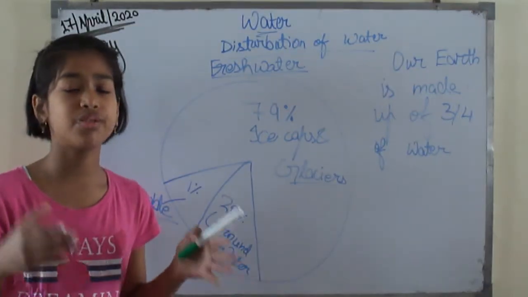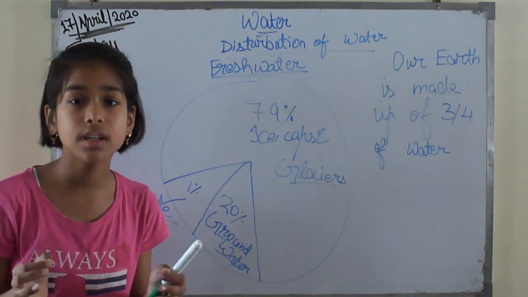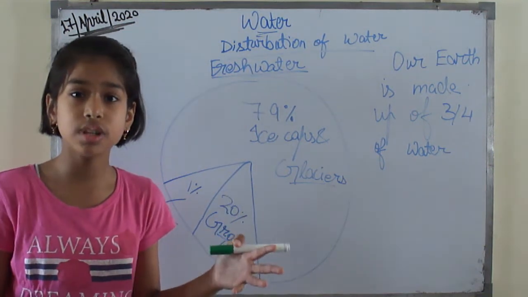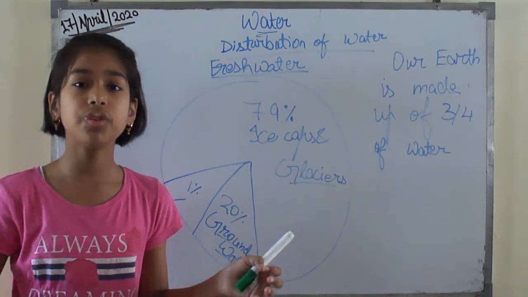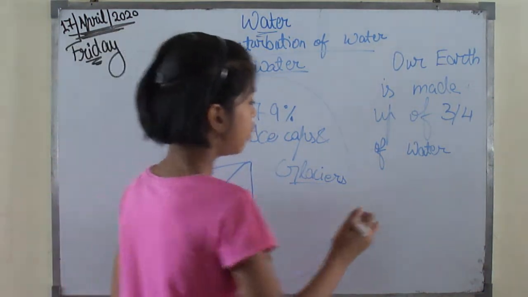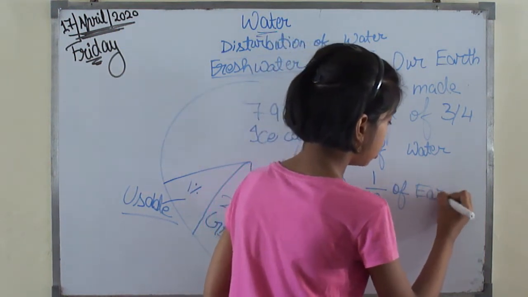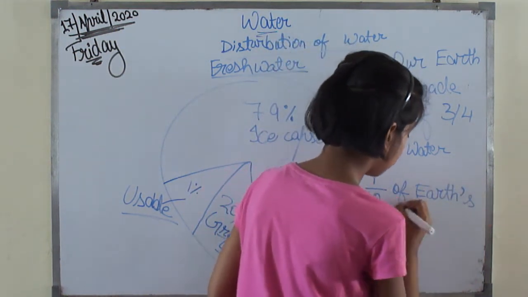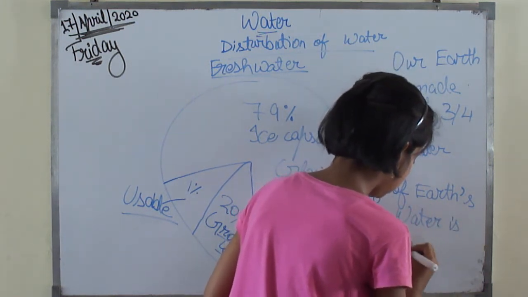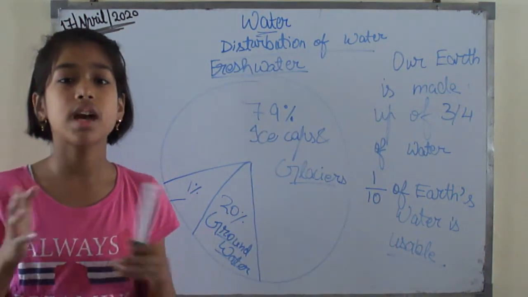This only 1% of water is usable to us, that is just 1/10 of Earth's water. Now do you understand? Only 1/10 of Earth's water is usable, and we have to feed all of our population. Now you can think there is a scarcity of water.